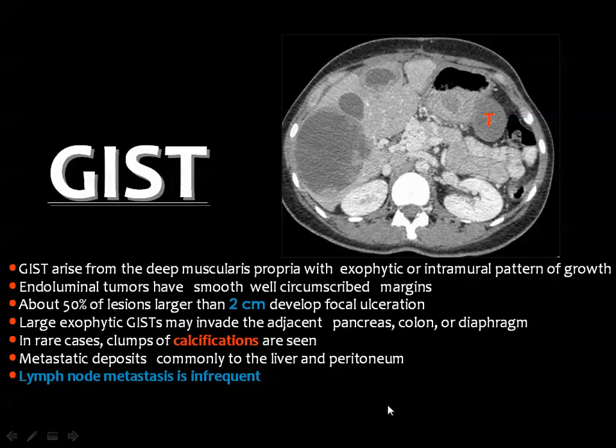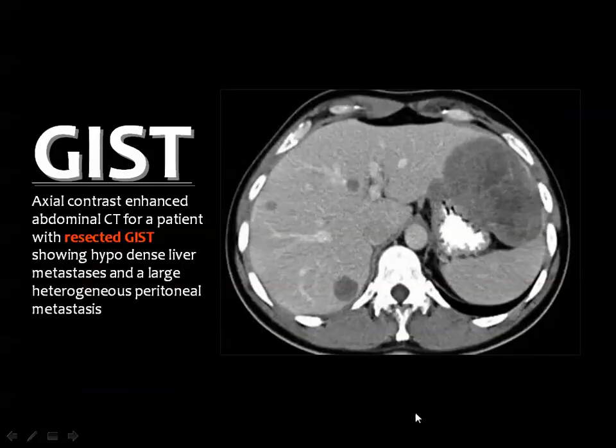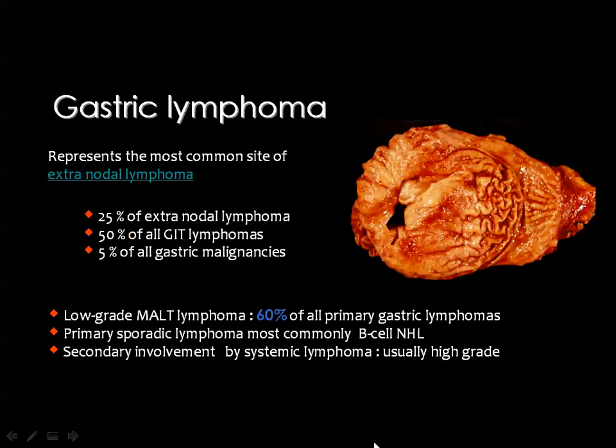You remember that lymph node metastasis is not a feature of GIST tumors. And this is a patient with a GIST tumor that has been removed surgically, and the patient presents with peritoneal deposits and hepatic deposits as well.